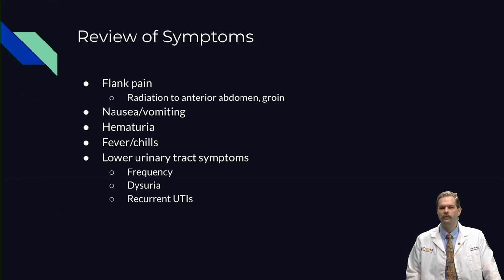Classically, stone patients present with flank pain. This pain can radiate to the anterior abdomen or groin, and hematuria can be associated. Nausea and vomiting are other common occurrences. It is also very important to question any association with fever and chills. As the stone migrates, patients can also develop lower urinary tract symptoms such as frequency and dysuria.